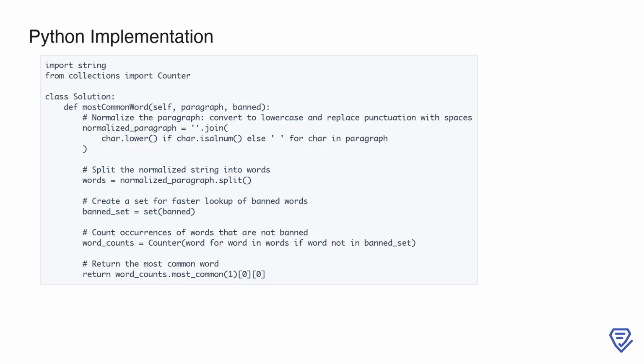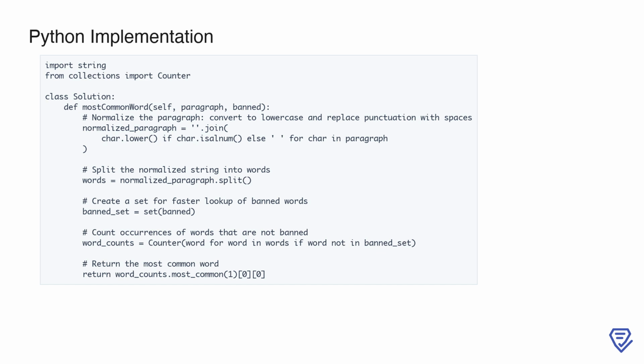The given solution efficiently solves the problem of finding the most common word in a paragraph, excluding a list of banned words. Here's how the code works. The first step is to normalize the input paragraph. To ensure uniformity in word representation, the code converts all characters to lowercase and replaces any non-alphanumeric characters, like punctuation, with spaces. This is done using a generator expression and the Python join method, which iterates through each character in the paragraph. If the character is alphanumeric, it is converted to lowercase, otherwise, it is replaced with a space.